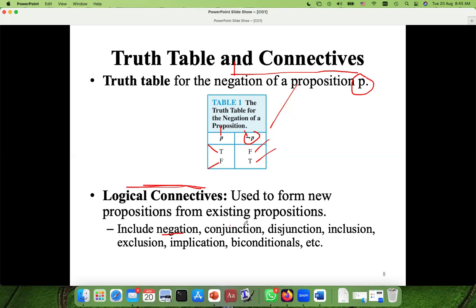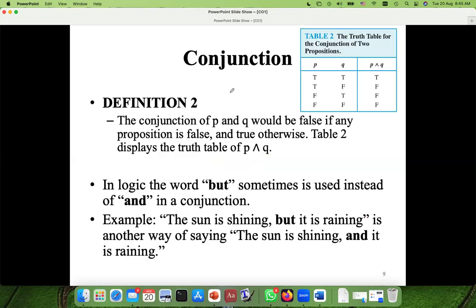So conjunction, that is and, disjunction, that is or, inclusion, exclusion, that is also related to this disjunction. The two parts of this disjunction are inclusion and exclusion. You will see that. And then we will move on to implication. And then finally, we will see biconditionals. Let's see this conjunction first.